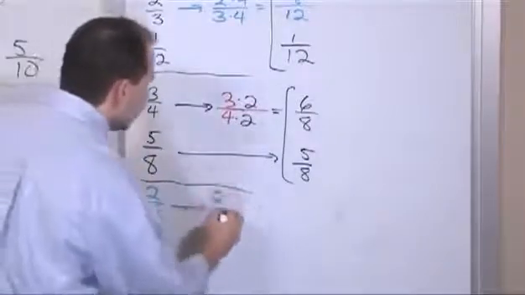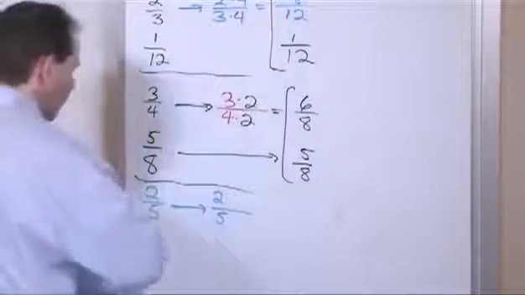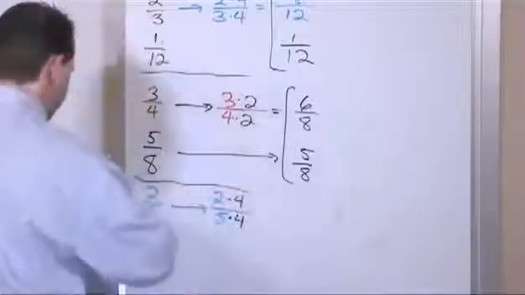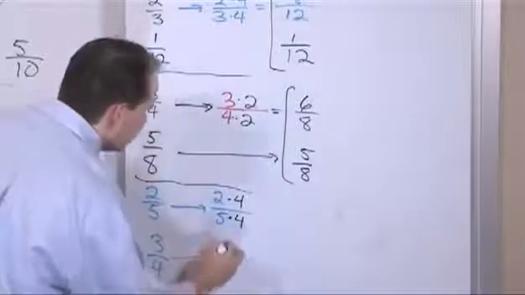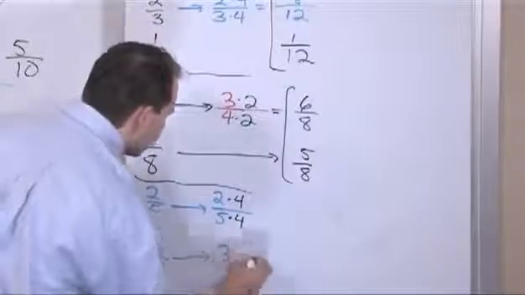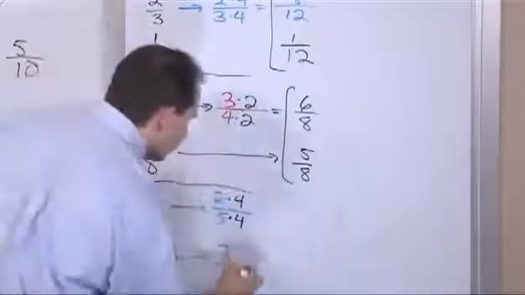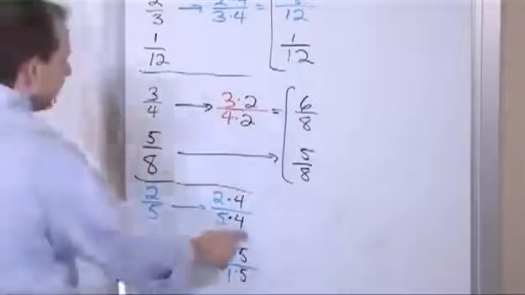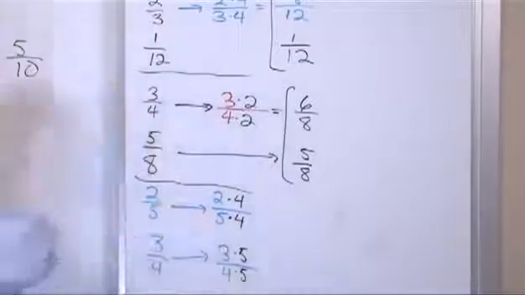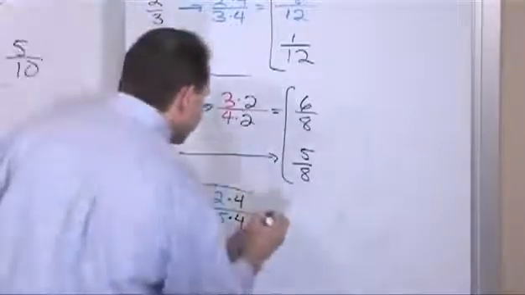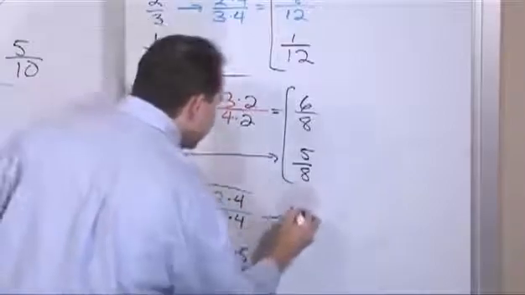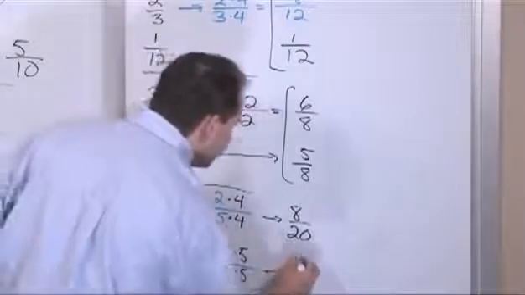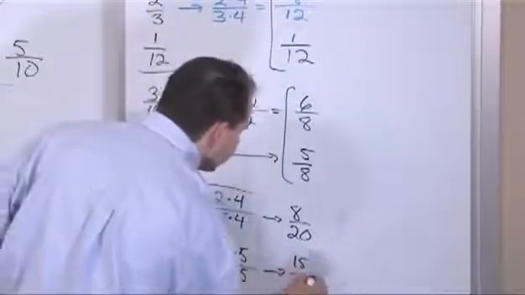What if I take 2/5? What if I just decide to multiply this fraction by 4, top and bottom? And then at the same time with the other fraction, 3/4, multiply it by 5 on the top and the bottom? Now look at what I would get if I did that. 5 times 4 is 20. 4 times 5 is 20. So this top fraction would be 2 times 4 is 8, 5 times 4 is 20. Bottom fraction, 3 times 5 is 15, 4 times 5 is 20.